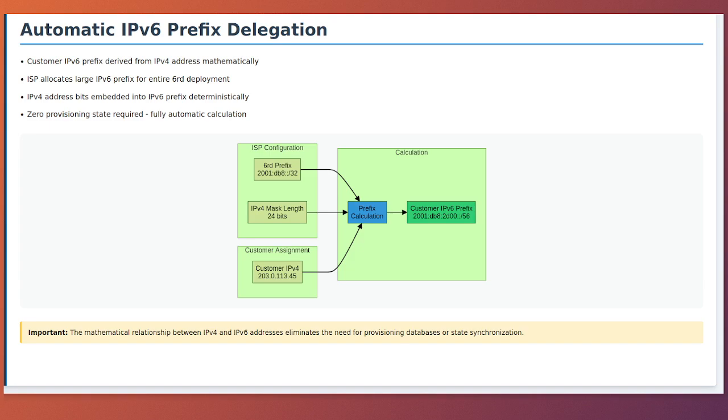This automatic prefix delegation also means customers can be provisioned instantly. When a new customer connects and receives an IPv4 address through DHCP, they simultaneously and automatically get IPv6 connectivity through 6RD. There is no need for separate provisioning systems or databases. The mathematical relationship between the addresses means everything just works. This significantly reduces operational overhead for service providers and enables rapid IPv6 rollout.